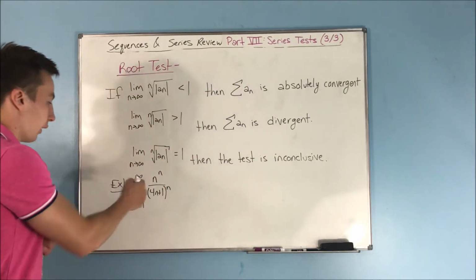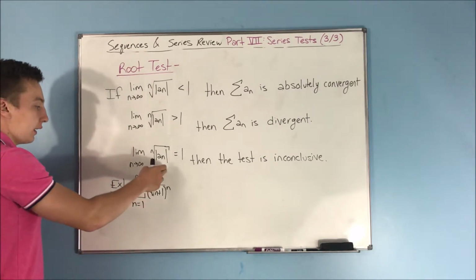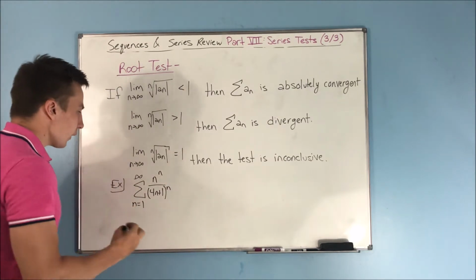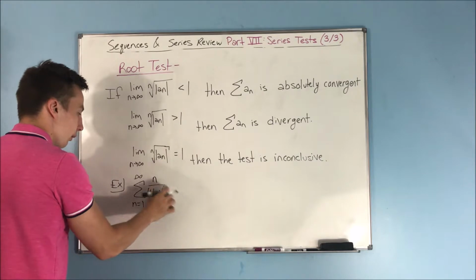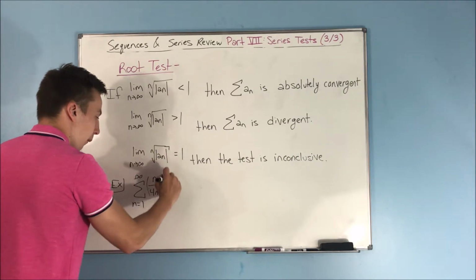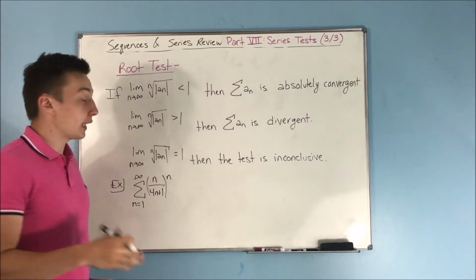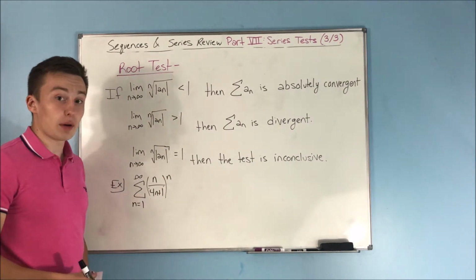So anyways, let's do our example here, the sum from n equals 1 to infinity of n over 4n plus 1, all raised to the n. We can rewrite this whole thing to the nth power. And then this starts to make sense why we would take the limit of this exact thing, the nth root, to cancel out this nth power, right?